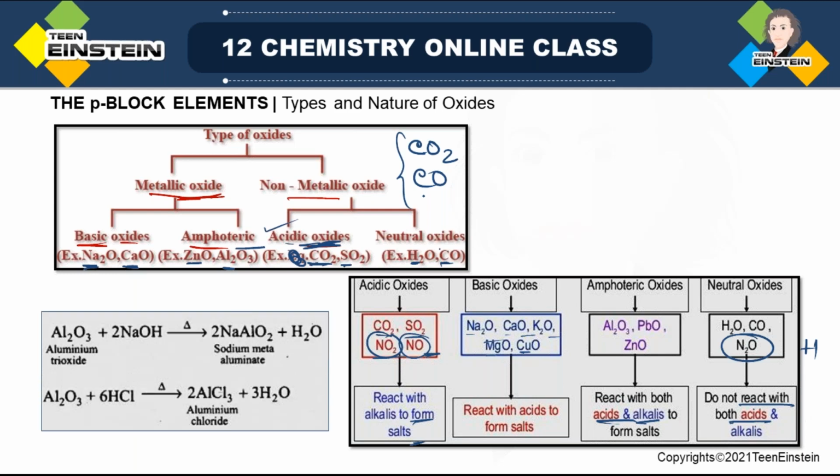But one thing, first see this example. Al2O3 is amphoteric, that means it will react with both acid and alkali. First there is an example of reaction with NaOH. It produces the salt sodium metaaluminate, and it produces water also. And when it reacts with acid, it forms aluminum chloride and 3 water. Fine.